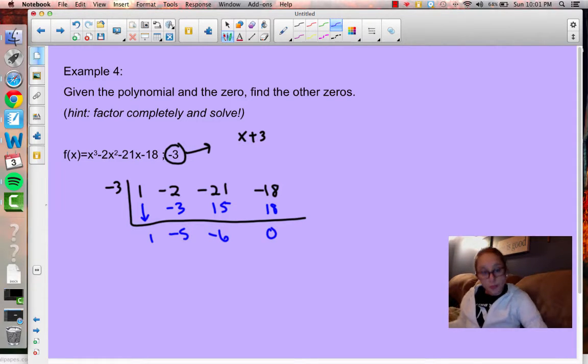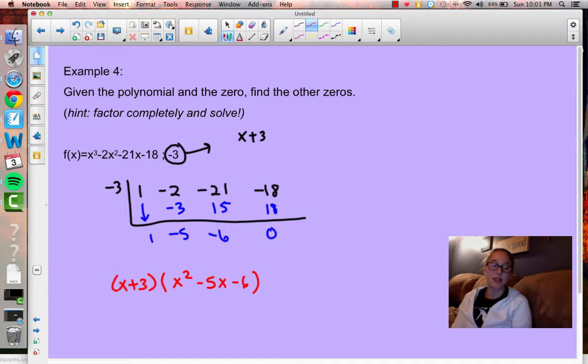So now we're going to go ahead and do our factoring like we did in example 3. So I'm going to have x plus 3. That's what I started with. Okay, that's where I got that negative 3 from. And then remember, we go down a degree, so 1x squared minus 5x minus 6. And then, of course, we can factor the x squared part. So I leave my x plus 3 how it is. And then I have x and x.